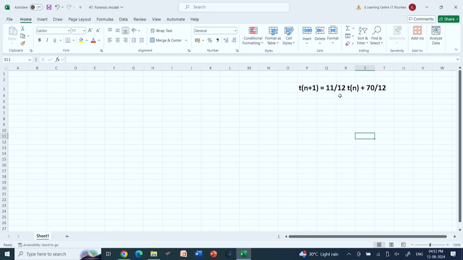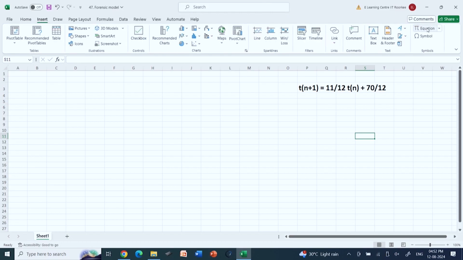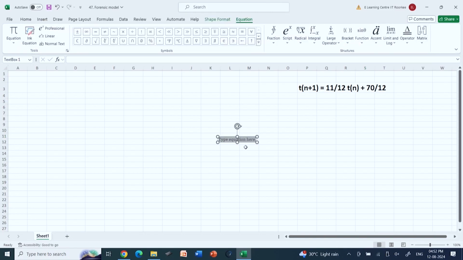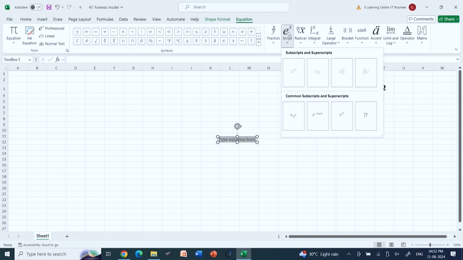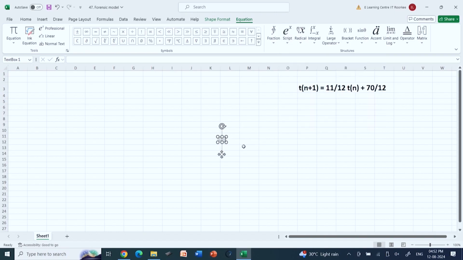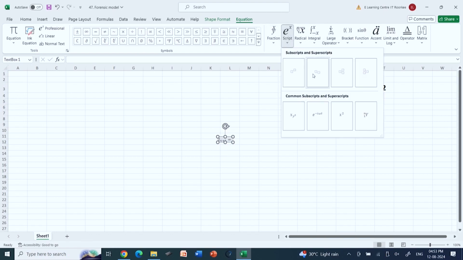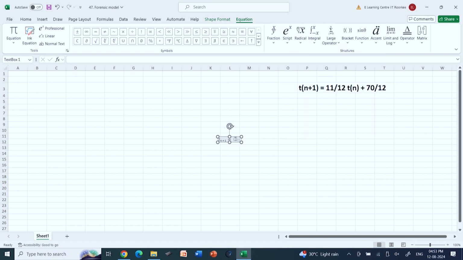If you want to type this in equation, you have to go to insert and click this equation, and you will see such a thing will appear. So, if I want Tn plus 1, I will go here and click this one for the subscript. So, this is your T and this will be your n plus 1, and that is equal to Tn.